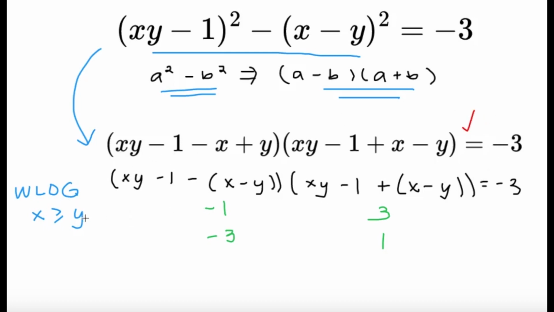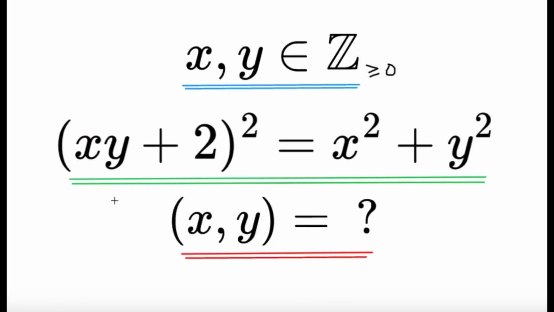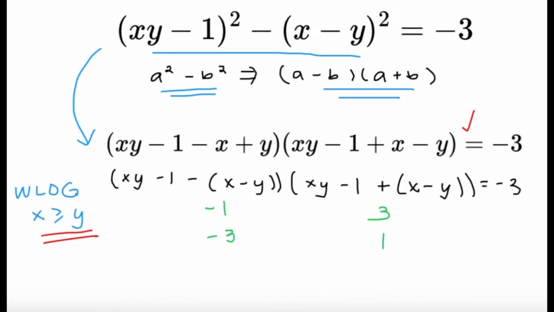Now we can assume the following for now. Without loss of generality, let x be greater than or equal to y. Why is this the case? Let's go back to the given. It's obvious that if (x, y) works, then we will have another solution, (y, x). So we can interchange x and y. That's why we can say that without loss of generality, let's just assume for now that x is greater than or equal to y.